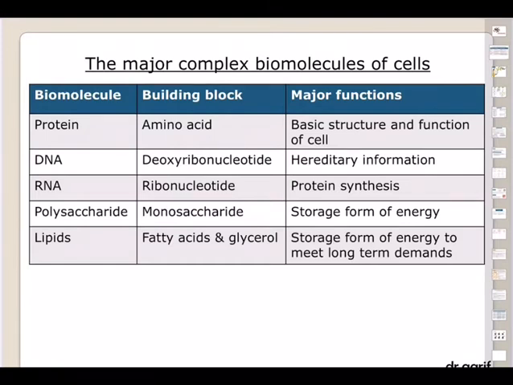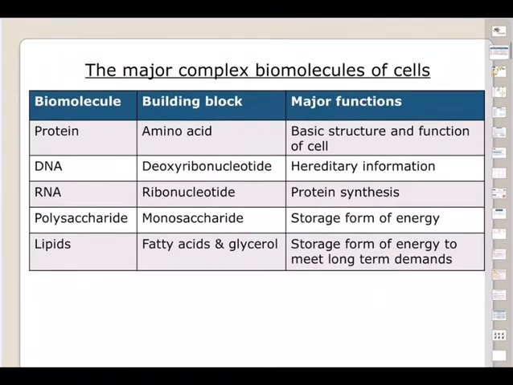And then RNA, ribonucleic acid. This is made of ribonucleotides, and it helps directly in protein synthesis. Hence, without RNA, there is no protein synthesis. Without proteins, no amino acids. Without amino acids, no cell. That is the logic. And then polysaccharide. Poly means many. Saccharide means sugar. Many sugars.